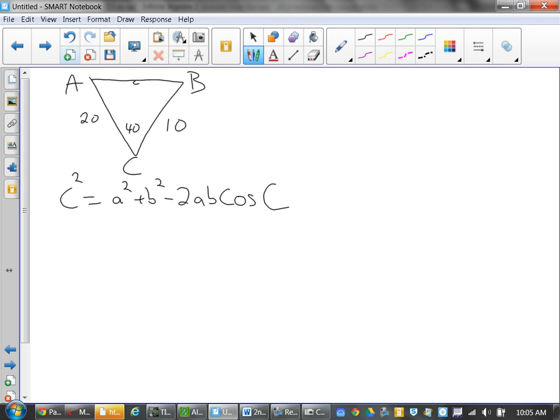So now you have 10 squared plus 20 squared minus 2 times 10 times 20 times the cosine of 40. If I put that in my calculator, it's not bad because you can just put it in. I get 193, and now I take the square root of my answer, and I get 13.91. So little c is 13.91.